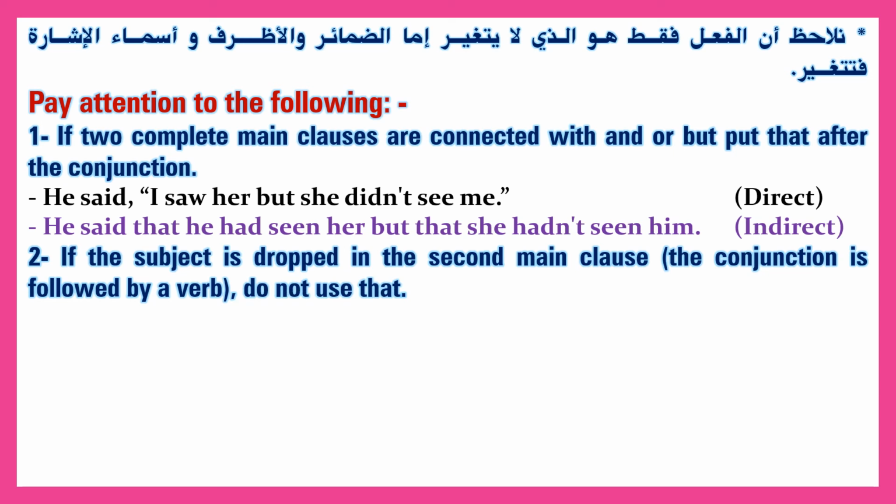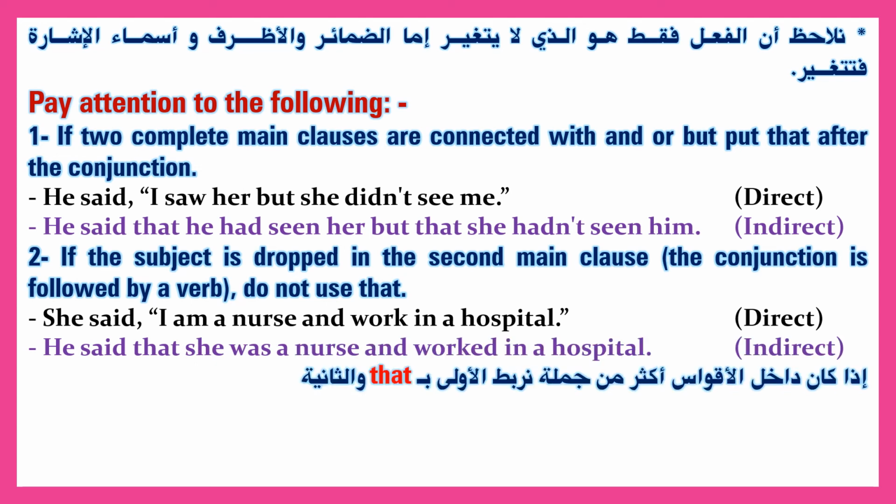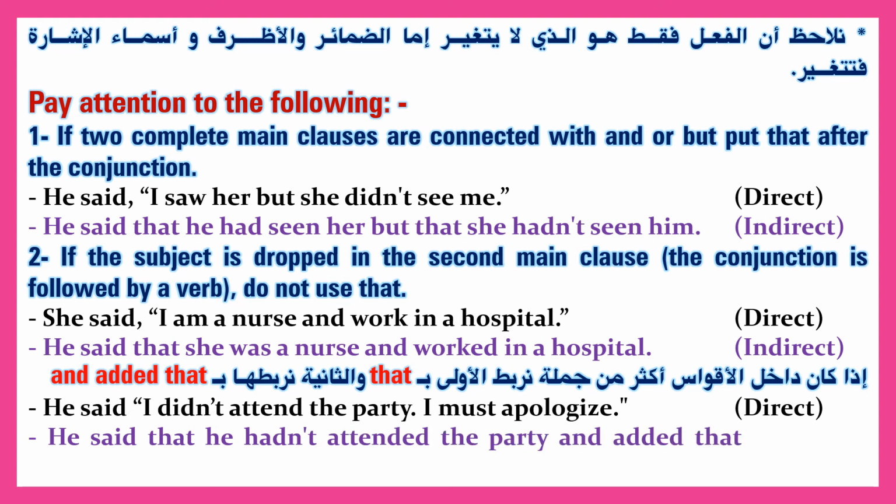2. If the subject is dropped in the second main clause, and the conjunction is followed by a verb, do not use that. She said, "I am a nurse and work in a hospital." She said that she was a nurse and worked in a hospital. He said, "I didn't attend the party. I must apologize." He said that he hadn't attended the party and added that he had to apologize.